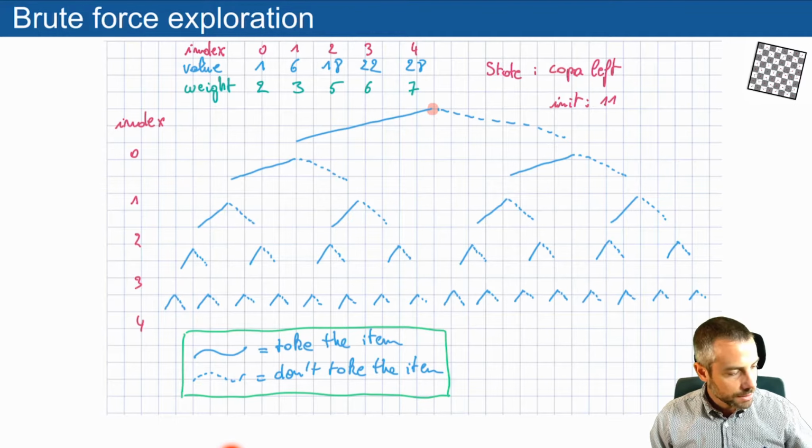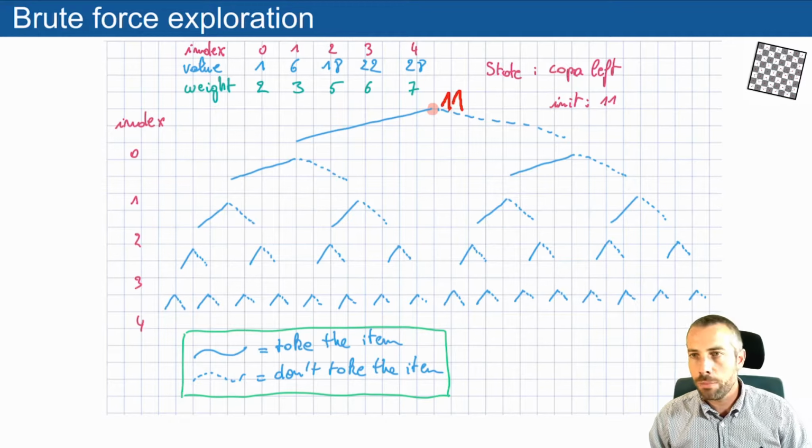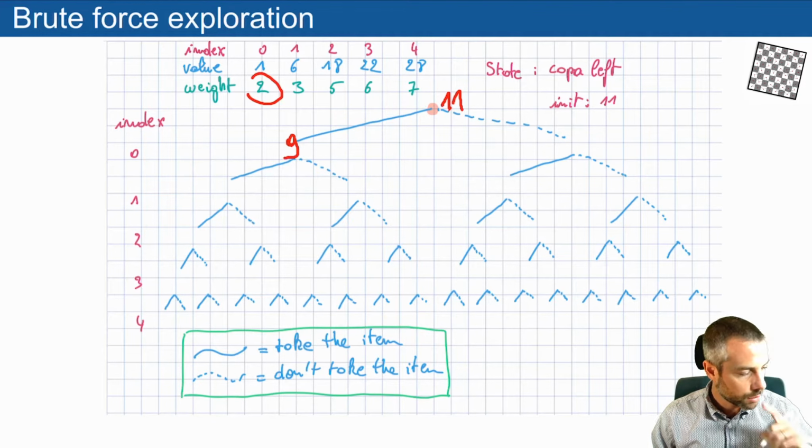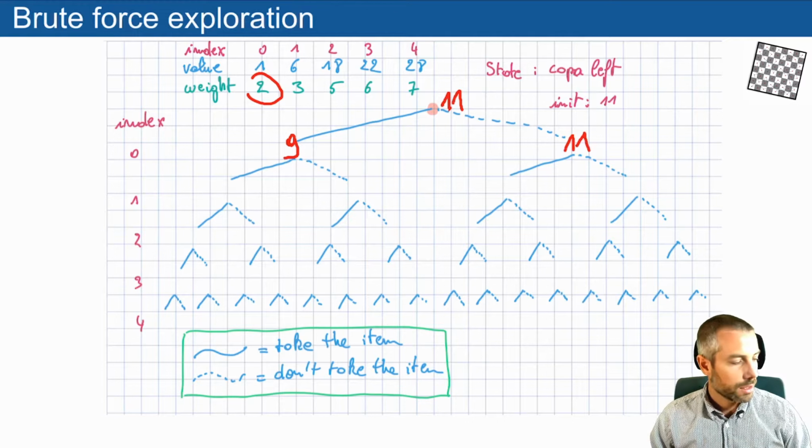Initially, my capacity is 11, and this is what I will represent here: the amount of capacity left in my knapsack. If you take the first item, because it has a weight of 2, your capacity left is now 9, okay? And if you don't take it, the capacity left is still 11, right?